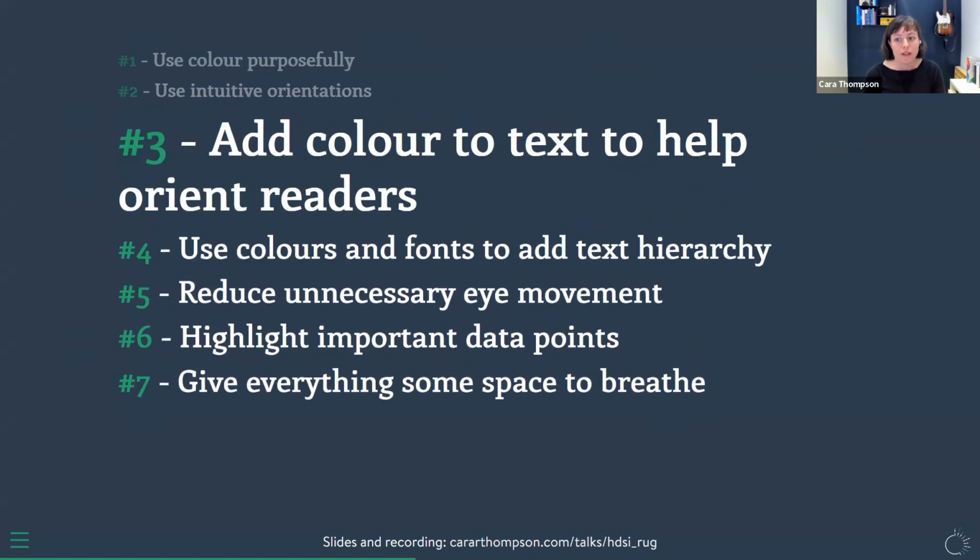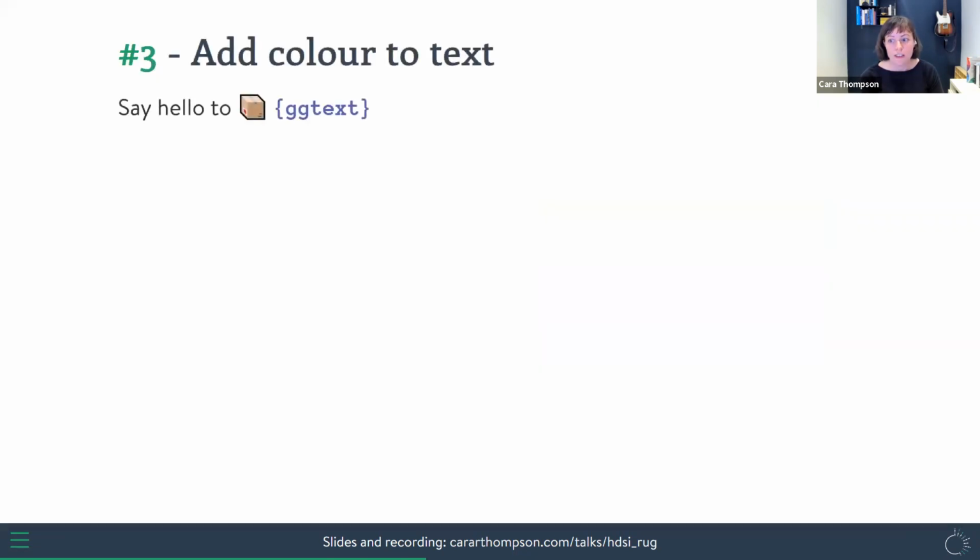The next tip is to add some color to our text to help our readers orient themselves when they're looking at the plots. And this is where ggtext comes in. ggtext is a really fantastic package that I use in most of my plots. What it allows us to do is write essentially CSS syntax around the text that we've got, which allows you to change your colors or your fonts or the font size or anything that you would normally control with CSS, really on the fly within one piece of text.